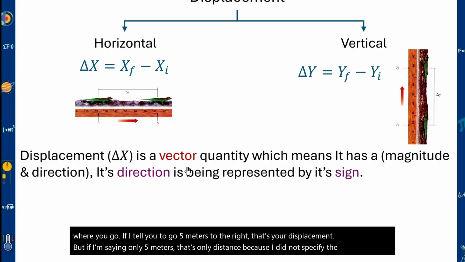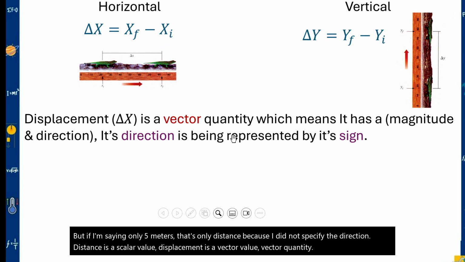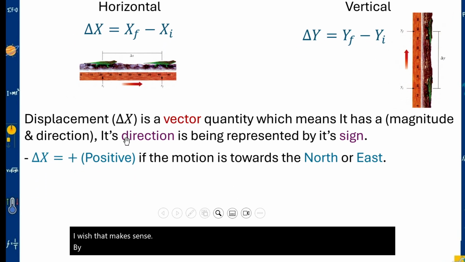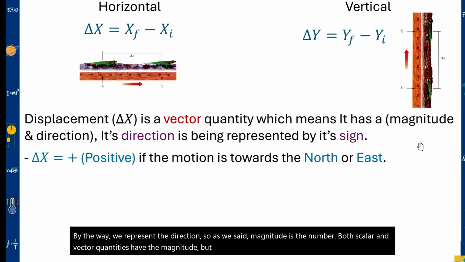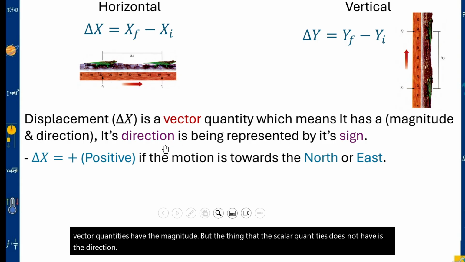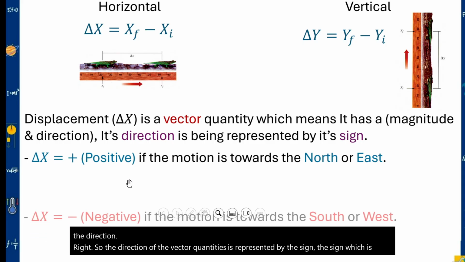Distance is a scalar value. Displacement is a vector value, vector quantity. I wish that makes sense. By the way, we represent the direction. So as we said, magnitude is the number. Both scalar and vector quantities have the magnitude. But the thing that the scalar quantities do not have is the direction, right? So the direction of the vector quantities is represented by the sign, which is either positive or negative.